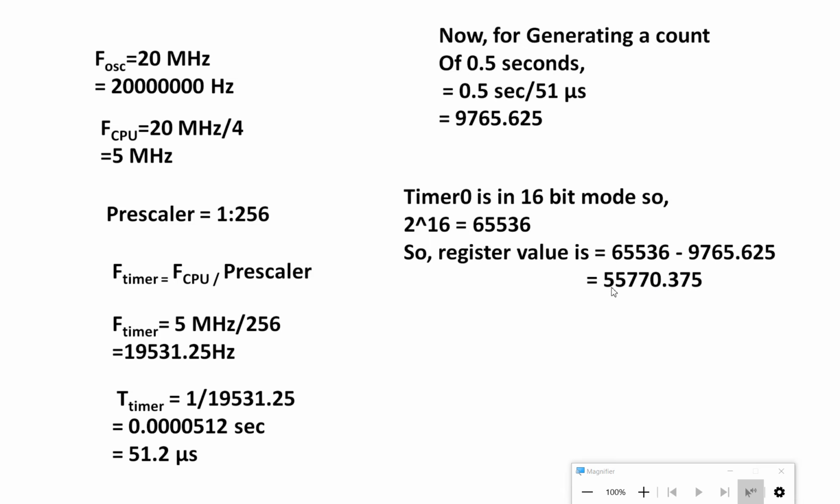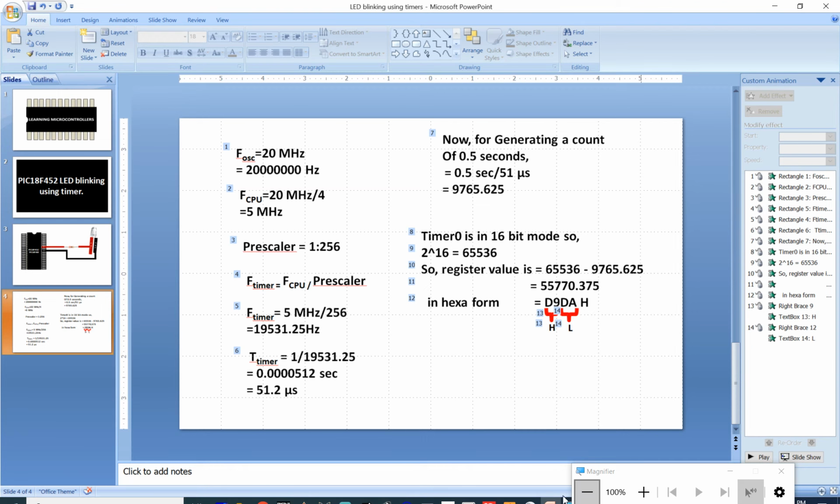Now this is in decimal form, we convert it into hex form. Now this is our high byte and this is the low byte. That is what we have to enter in our coding. So let's get back to our coding.